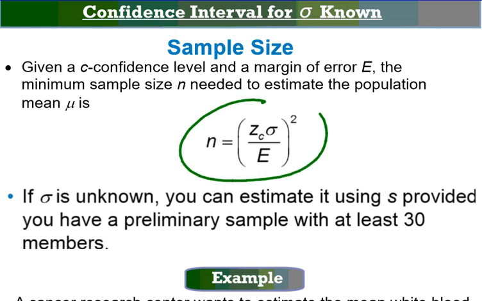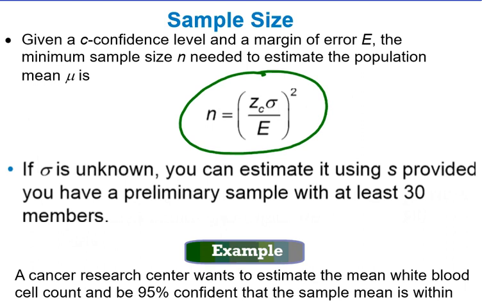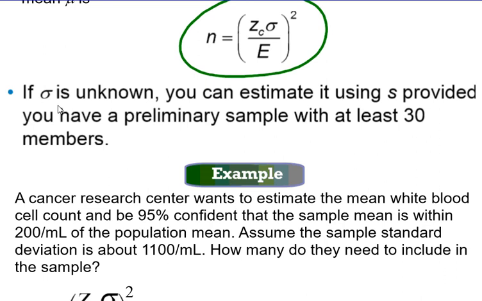This is in your book. You might want to write it down, maybe write it at the top of your homework as well. So given a confidence level and a margin of error, the minimum sample size we need is given by the following formula. If the standard deviation is unknown, you can estimate it using our sample standard deviation. We'll look at that more tomorrow. Provided you have a preliminary sample with at least 30 members.